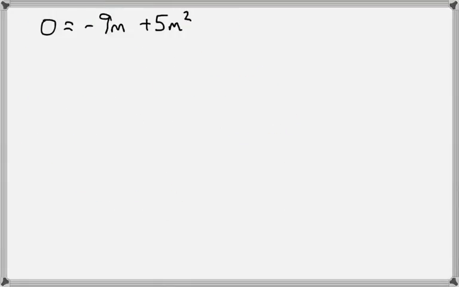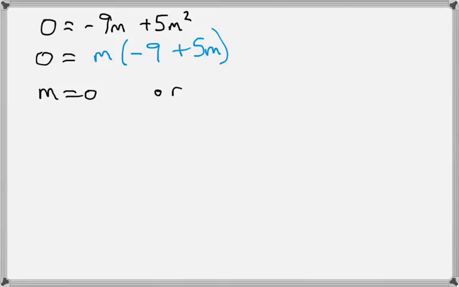So let's move to the next slide so we have some more room here. So we are looking at 0 equals negative 9m plus 5m squared. Now we can go ahead and factor on the right so that we can start solving this for m. On the right, we can factor out an m. That leaves me with negative 9 plus 5m. Now we have two things being multiplied together to equal 0. So that's our zero product property. So we can set both of them equal to 0.